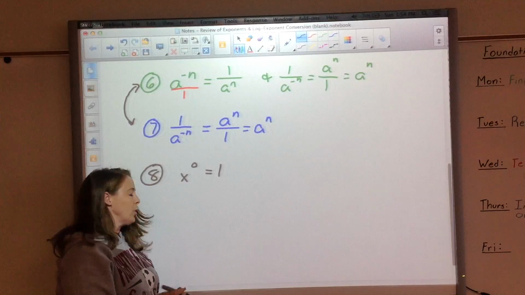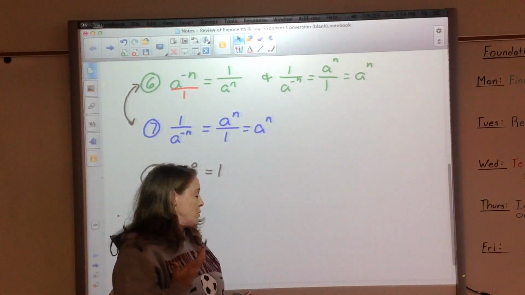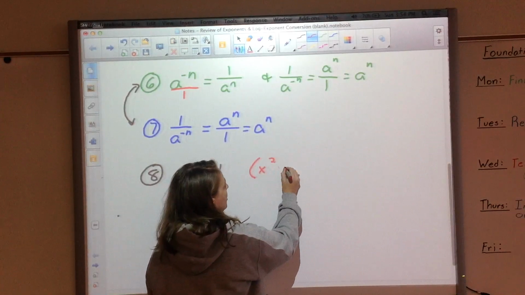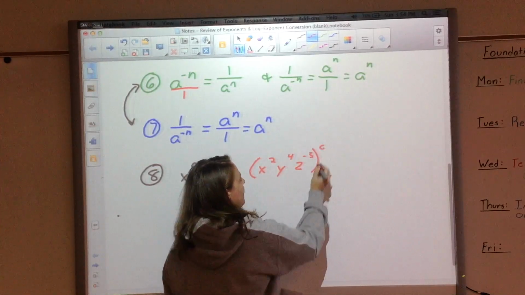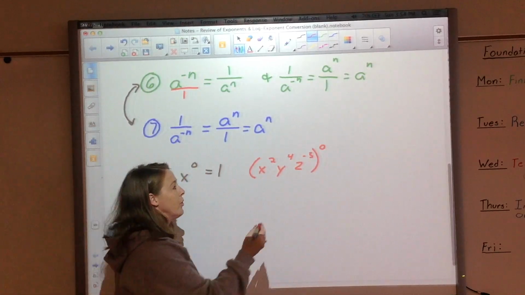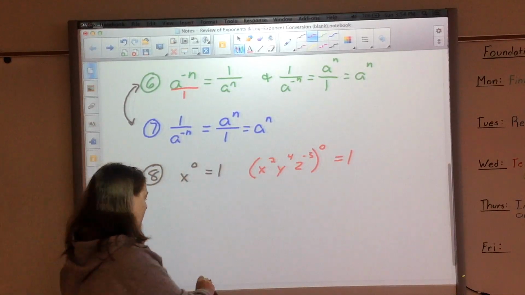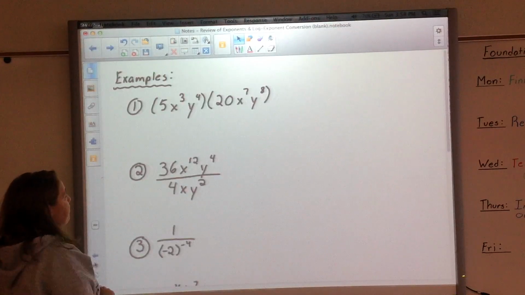No matter how simple or complicated it is, if it's raised to the 0 power, then the answer is just 1. So we could have x squared, y to the 4th, z to the negative 5th. But if I raise that entire thing to the 0 power, this is just 1. Okay? Alright, now let's move on and do a few examples.